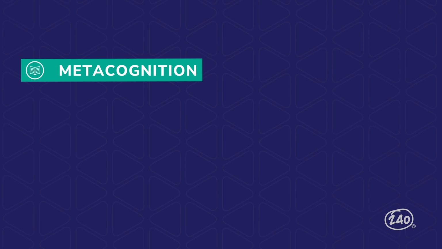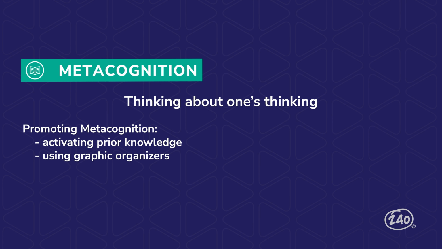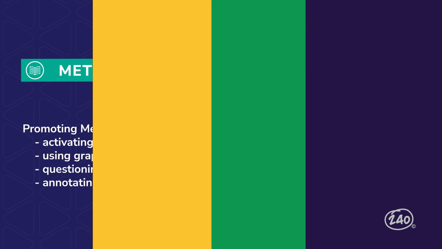Teachers should help students develop metacognition, which is the process of thinking about one's thinking. There are several different strategies teachers can use to facilitate metacognition, such as activating prior knowledge, using graphic organizers, questioning, and annotating. But the most important thing to know about metacognition is that it helps students recognize how they learn best. While using the strategies, teachers should guide students through thinking about their thinking. Feeling warmed up? Let's keep going through Category 1.